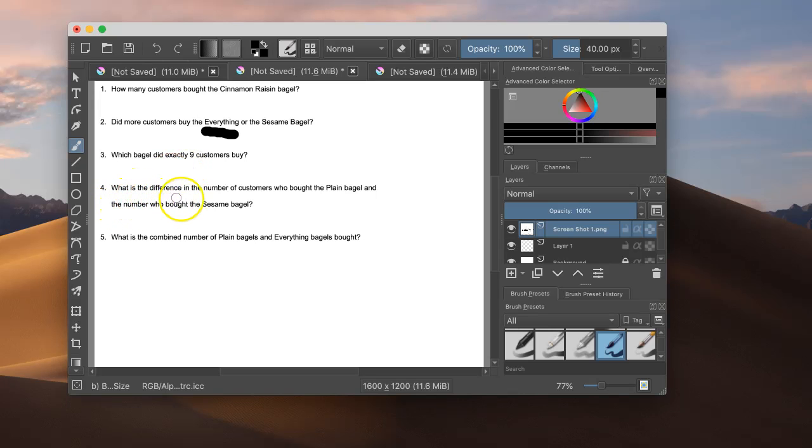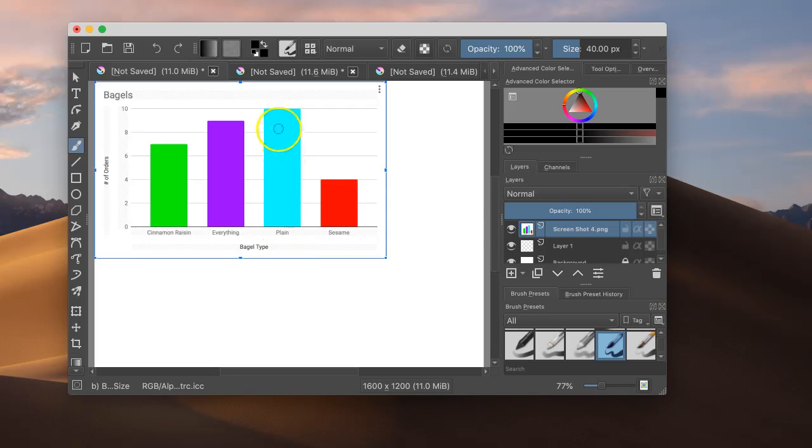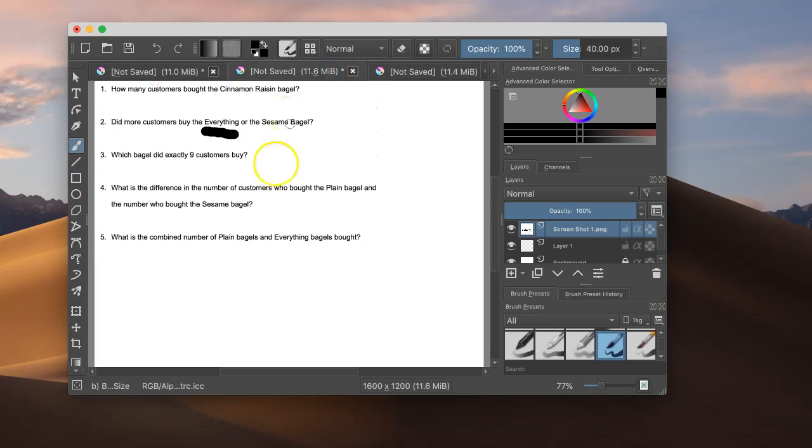Question 4, what is the difference in the number of customers who bought the plain bagel and the number who bought the sesame? So again, I'm looking at two bars, the plain and the sesame. So the plain bar stops at 10 and the sesame bar stops at 4. So the difference means subtraction. So what is 10 minus 4? And that is 6. So the answer here is 6.